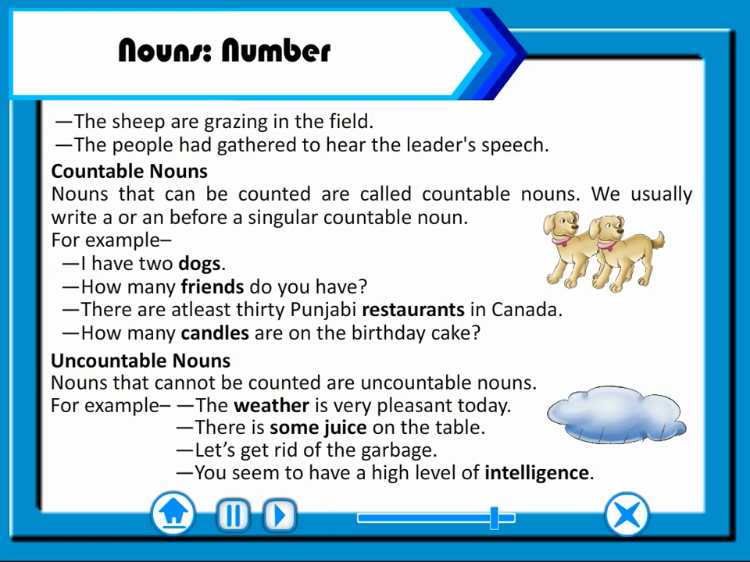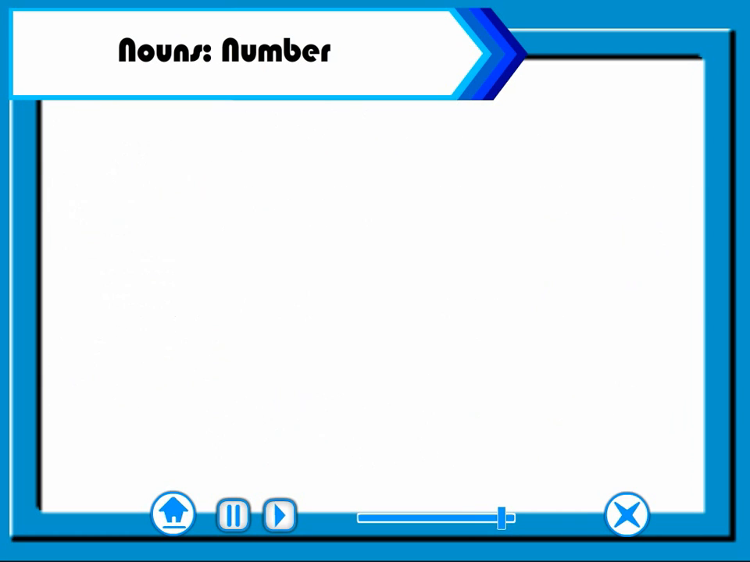Uncountable nouns. Nouns that cannot be counted are uncountable nouns. For example, the weather is very pleasant today. There is some juice on the table. Let's get rid of the garbage. You seem to have a high level of intelligence.